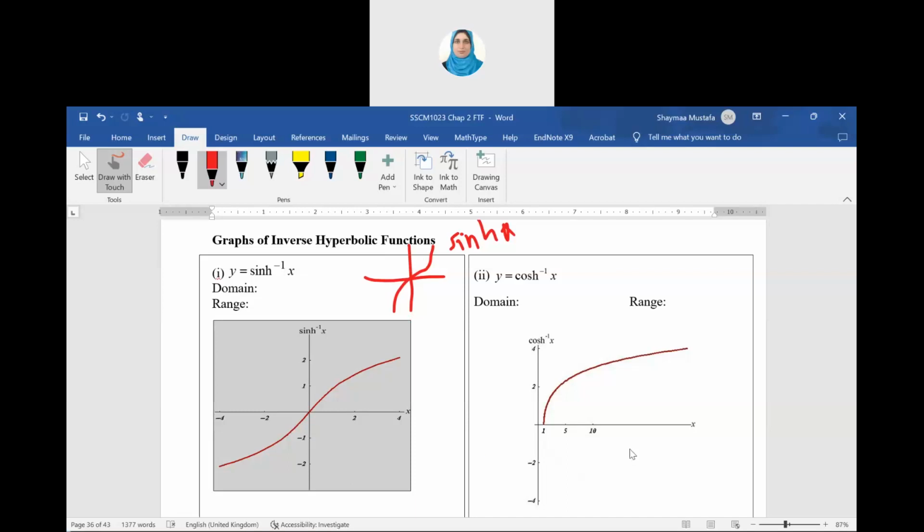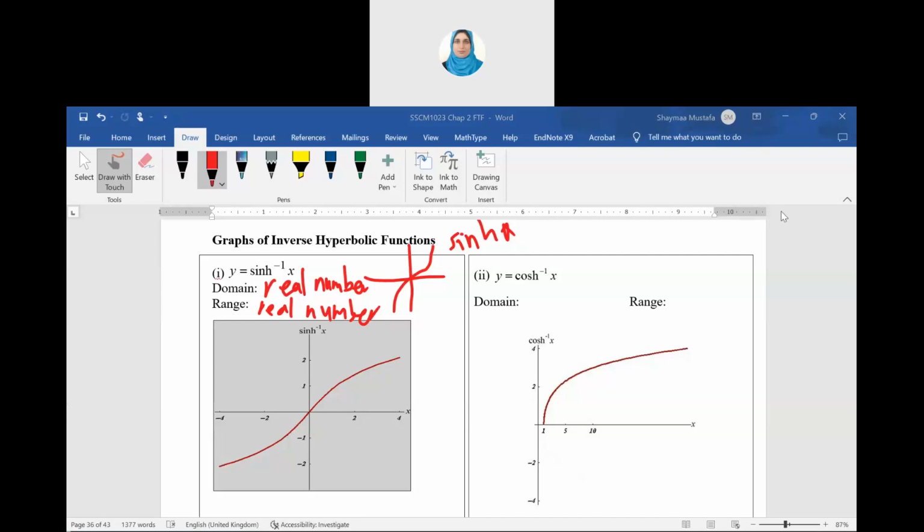So here, for the domain of sine inverse of x, there is no need to restrict, because sine x is already one-to-one on its domain. So just reflect the graph over the line y equal to x. The domain is still the real numbers, and the range is also the real numbers. You have no issue here. No need to restrict the domain for sine because the original one is already a one-to-one function.